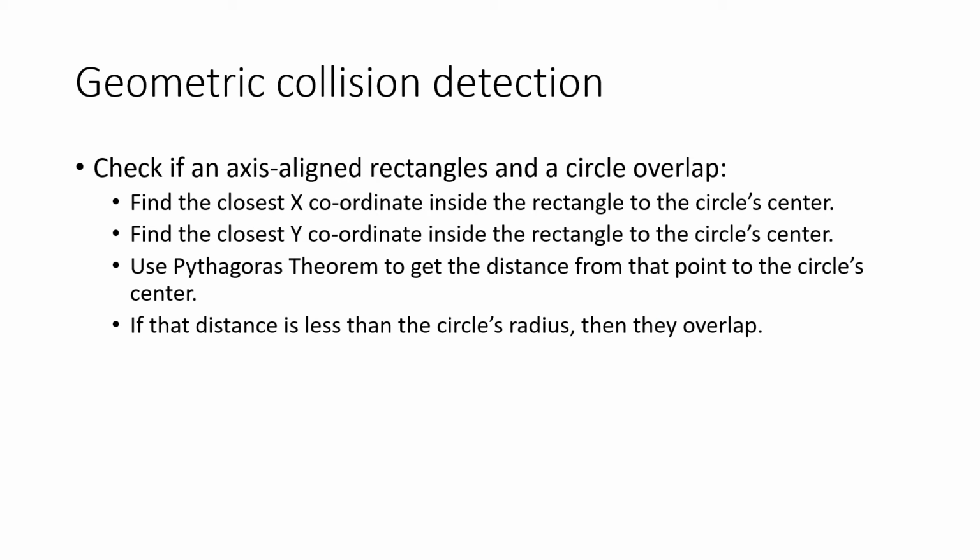I'm not going to demonstrate this one, but you can check if axis aligned rectangles and circles overlap by finding the closest point, in terms of x and y coordinates, that's inside the rectangle and closest to the circle. That's the hard part. And then once you've got that, you use Pythagoras to get the distance from that point to the circle, and if it's less than the radius, then they overlap.